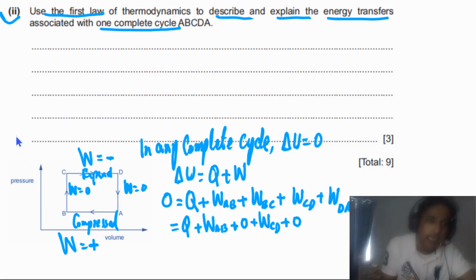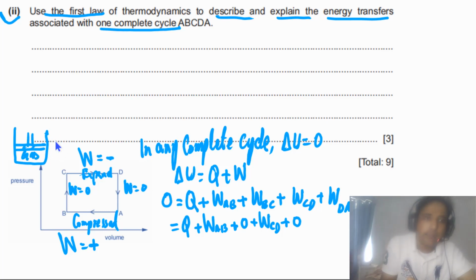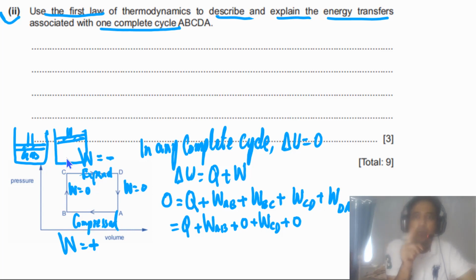So let me sketch this one here. Imagine that we have initially the piston at this point and we have gas here, and then this gas expands and the piston moves to this point. So in this case work is done by gas, so work done on gas is negative. So we can simply write down W_CD, this work done is negative.